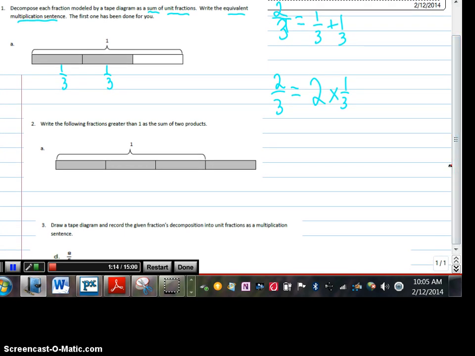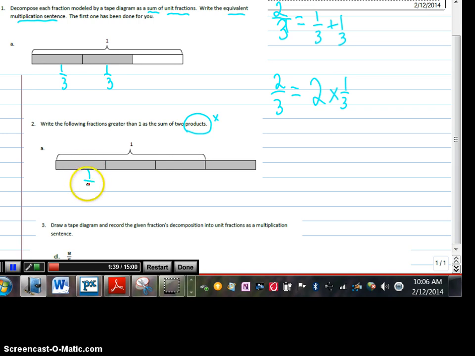Then when we get to problem 2, it says write the following fractions greater than 1 as a sum of 2 products. Don't forget, products are multiplication. So this is greater than 1 because here's my one whole, and I have more that I need to include. So I know this fraction is greater than 1 whole. That means I have to show it as the sum of 2 products.